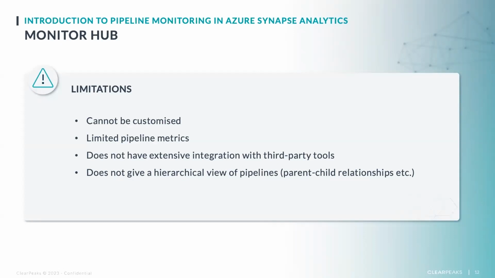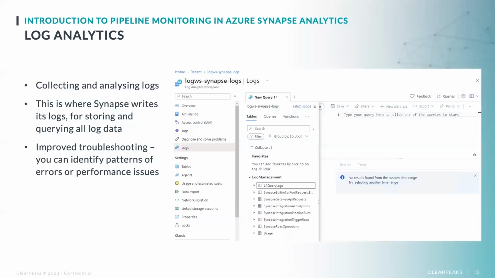However, Monitor Hub also has some limitations. It cannot be customized, so the dashboard you see is the dashboard you have. The pipeline metrics are limited, so you cannot create more. Monitor Hub does not have an extensive integration with third-party tools, such as Power BI. And it does not give a hierarchical view of pipelines, so it's difficult to navigate between different levels and it is not intuitive.